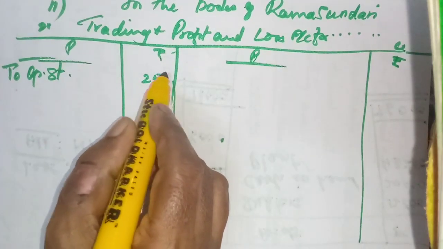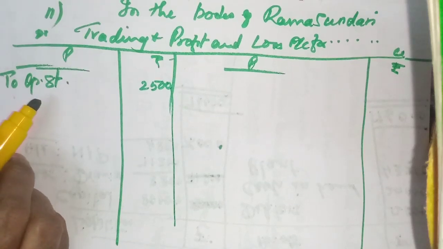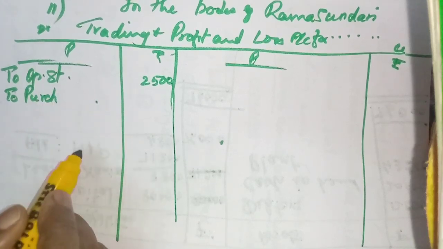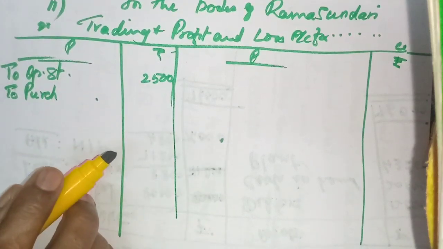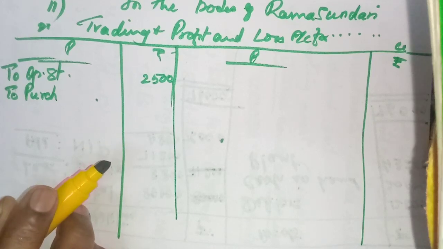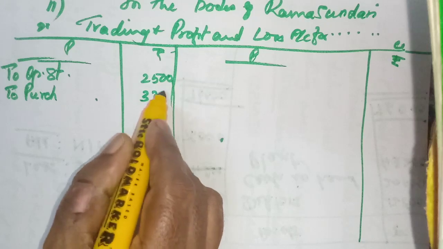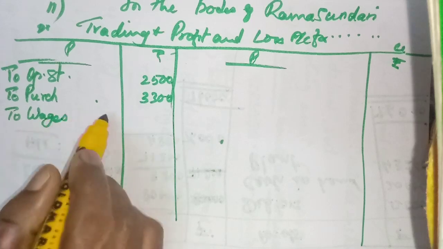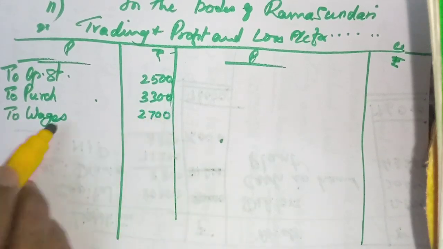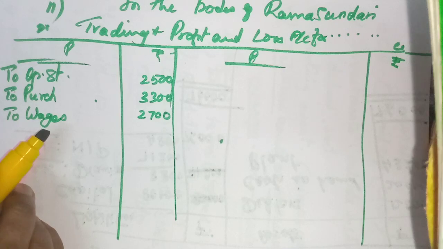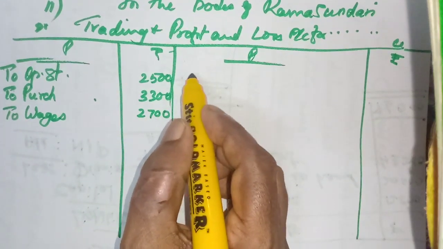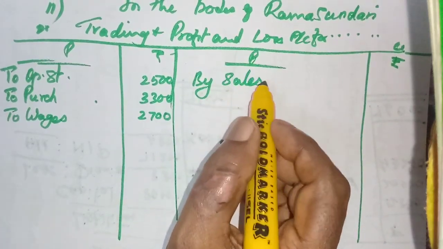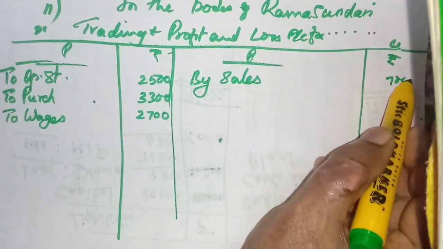2,500. Next item, purchases. When you write purchases, you have to check whether purchase returns there. Then you have to write in the inner column and add and write here. Okay, here we do not have any returns. So purchases 3,300. Then the direct expenses, wages, second item, isn't it? Wages 2,700. Then any other expenses given, you check. No, isn't it? Then by sales. So no sales returns. So write the sales amount 7,000.